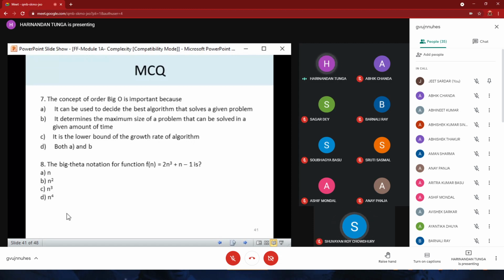And the question number 8, the big theta notation.